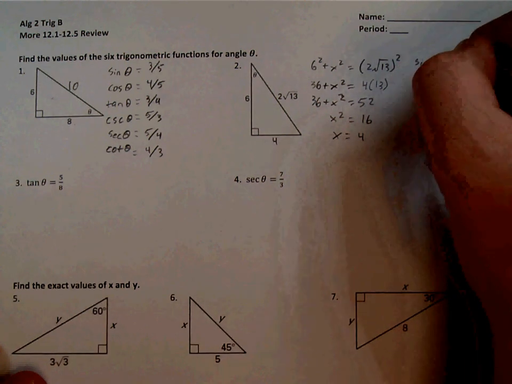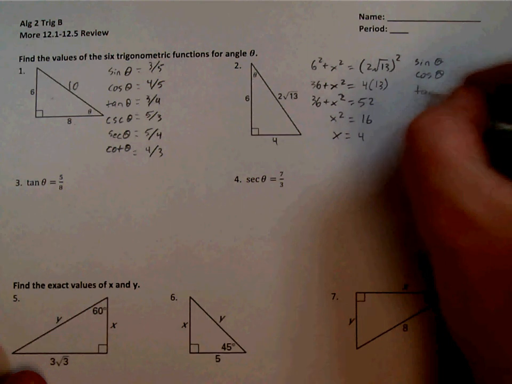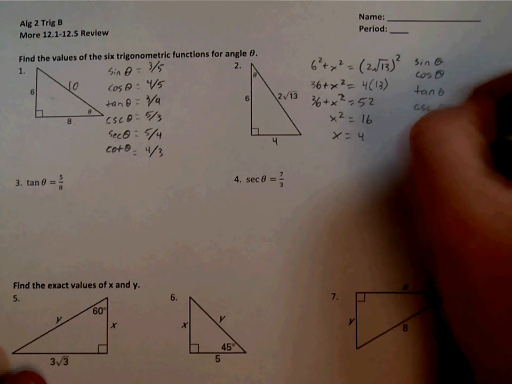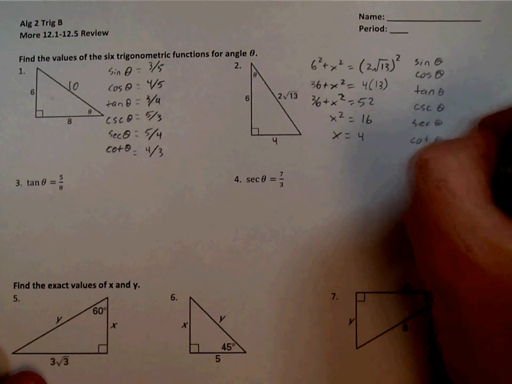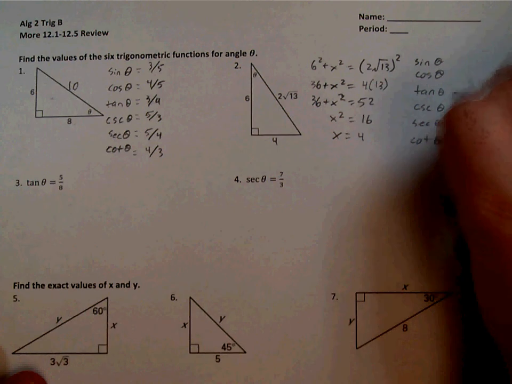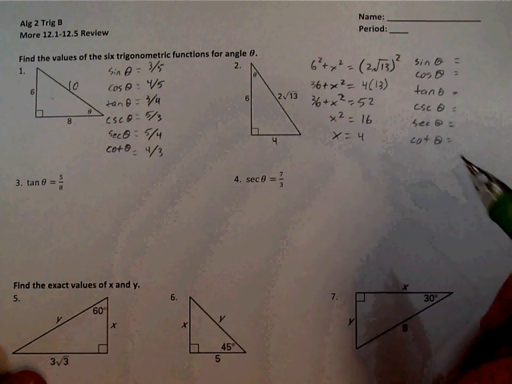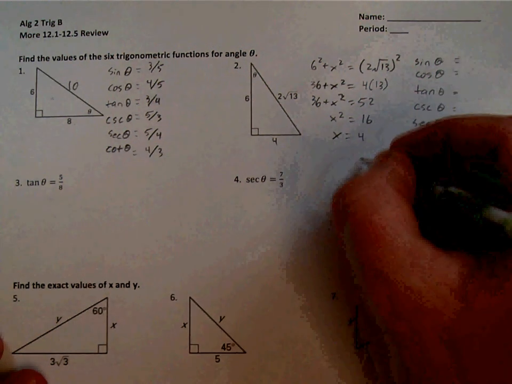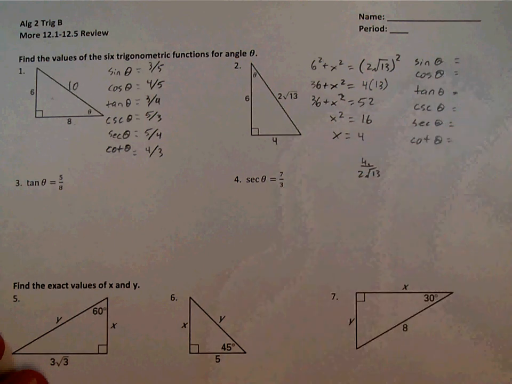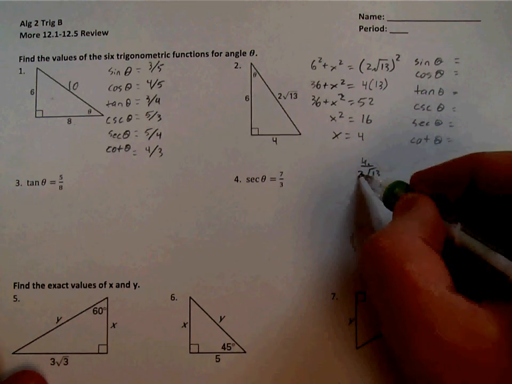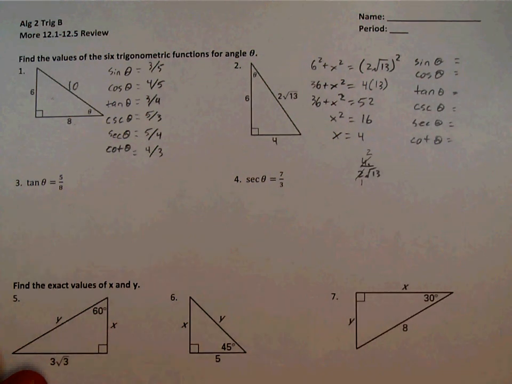So set up our ratios. Okay, sine. So we've got a theta, opposite over hypotenuse, 4 over 2 square root of 13. I'm going to jot that right here. I'll have to rationalize this, but it's a good idea to simplify the 4 and the 2 first. That might make your life just a little bit easier. So it's 2 over square root of 13.